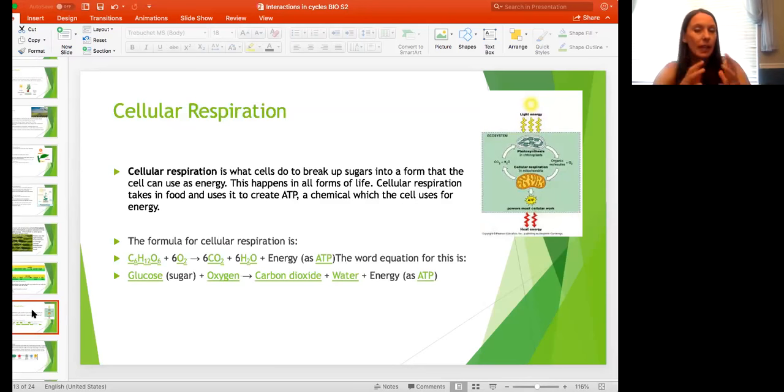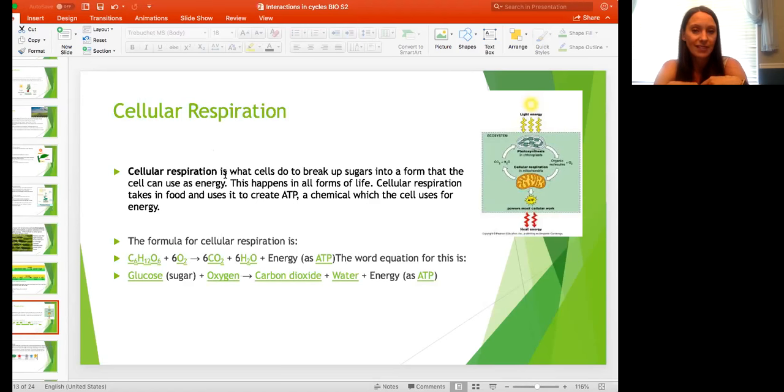And again, they're all relying on each other to work. So we think about photosynthesis producing food, energy. Cellular respiration is what cells do to break up the sugars into a form that a cell can use as energy. This happens in all forms of life, both in plants and animals. Cellular respiration takes in food and uses it to create ADP. This is a chemical the cell can use to make energy. So cellular respiration is the process of breaking up that glucose from a producer into a form that our cells can use in our bodies.